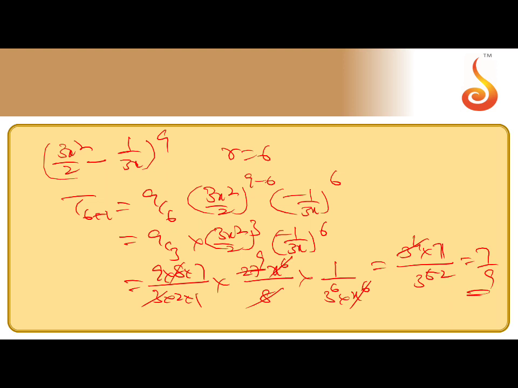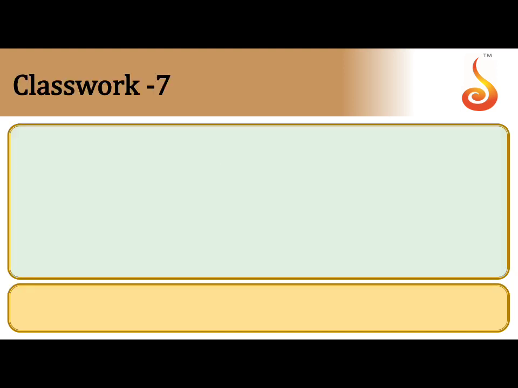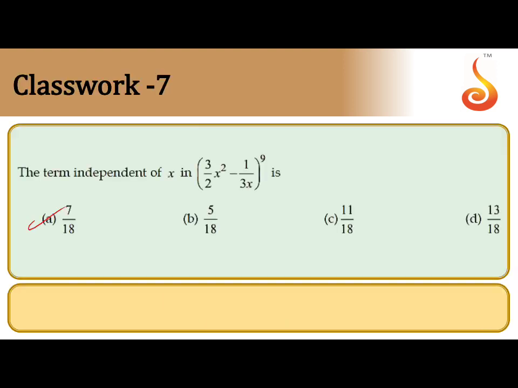So I hope everyone understands. It is just simplification only. Write the term and do the simplification to get the answer for this one. Sorry, I was missing something. Here 2 is there. 2 is missing. 9 into 2, so 7 by 18 is the answer. Here 2 is there, 2 into this value. So got it here? 7 by 18. The answer is 7 by 18. So, next question.